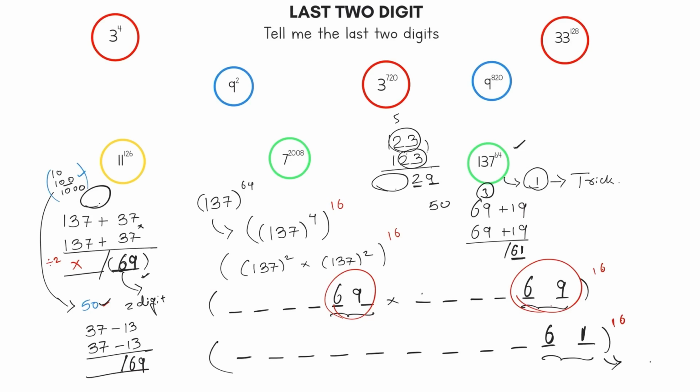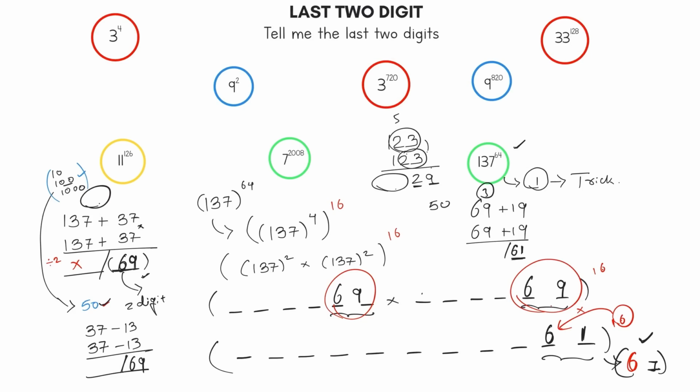If the unit digit is 1, this has to be 1, and the 10th digit will be the last of this multiplied by the second last of this. 6 into 6, 6 into 6 will be 36. So the unit digit will be 6. So the last 2 of this will be 61, and the problem is solved.